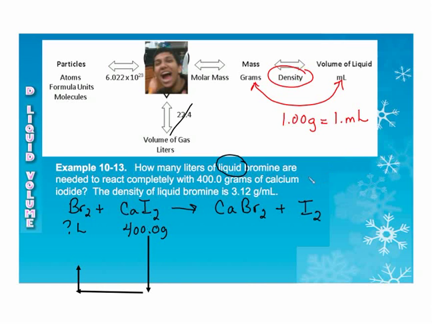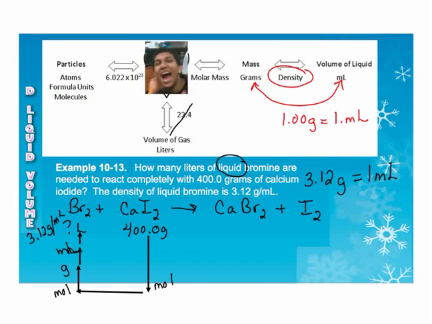Now I want you to notice something here. Let me write the conversion factor this way. 3.12 grams is equal to 1 milliliter. You can write that next to this. That might help you. 3.12 grams per milliliter. So before I can get to liters, I have to get to milliliters, and then I can get to liters. So this is many, many steps. Mass to moles, moles to moles, moles to mass, mass to milliliters, and then to liters.